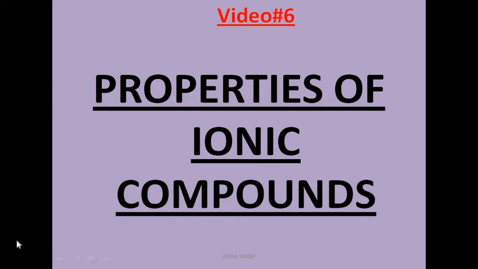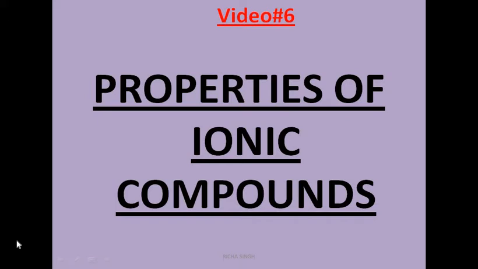Everyone, this is video 6 for lesson number 3, metals and non-metals. In the previous video, we studied the ionic compounds. Now, you all know that ionic compounds are made up of oppositely charged ions, that is, cations and anions. Between them, there is a strong electrostatic force of attraction, due to which they are known as ionic compounds, because they have ionic bonds or electrovalent bonds between them.